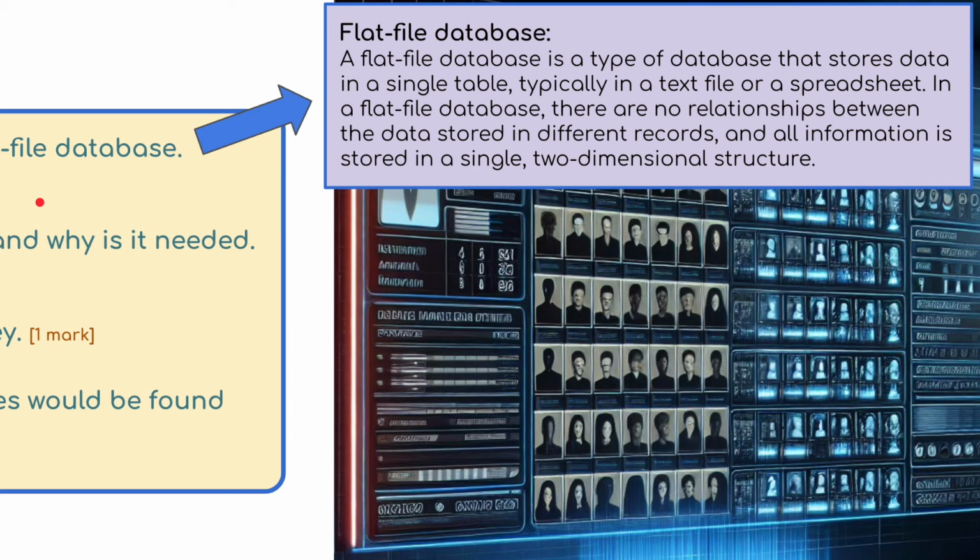Well, a flat file database is a type of database that stores data just in a single table. Yeah, like an address book, just a single table. Typically, it is a text file or a spreadsheet. In a flat file database, there are no relationships between the data stored in different records, and all information is stored in a single two-dimensional structure, basically a table.